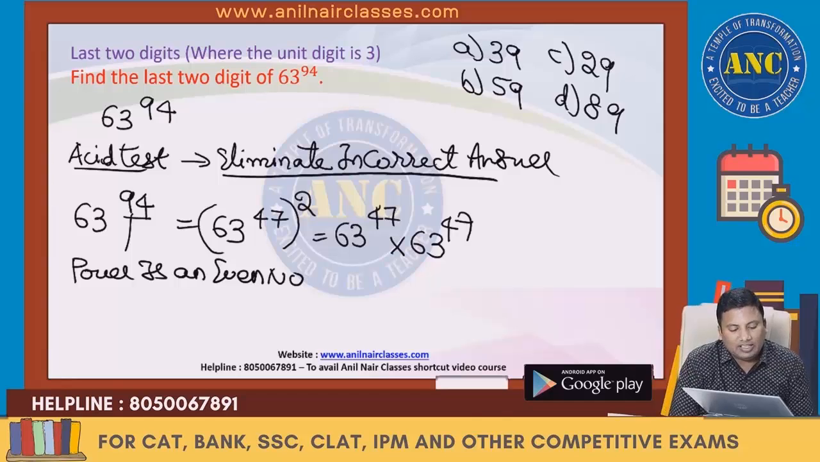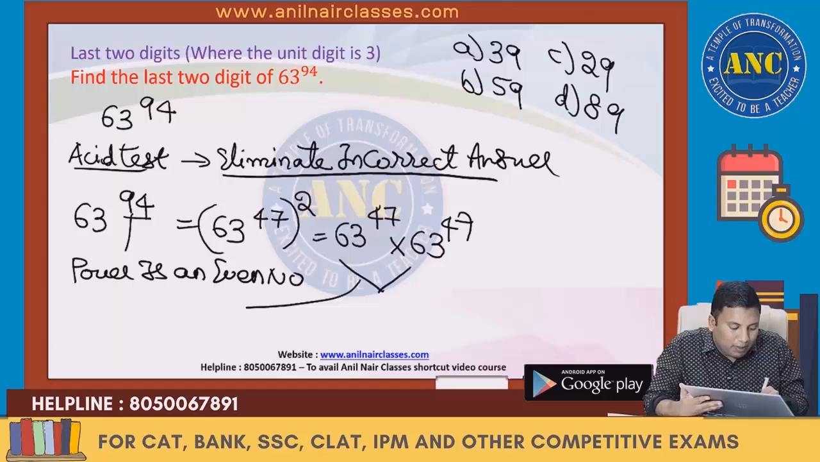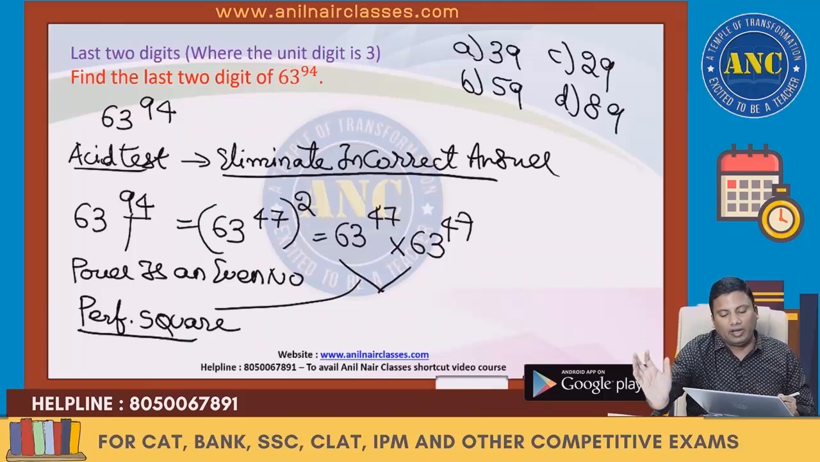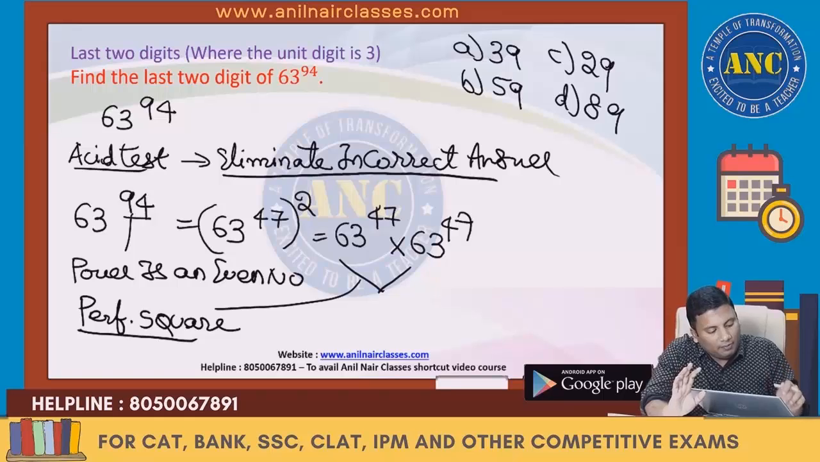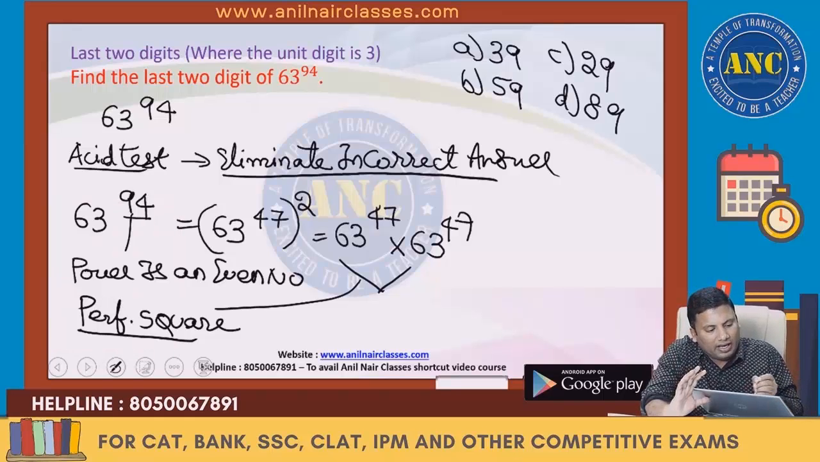63 power 47 into 63 power 47. Any number multiplied by itself is a perfect square. Am I right? What is the nature of a perfect square?